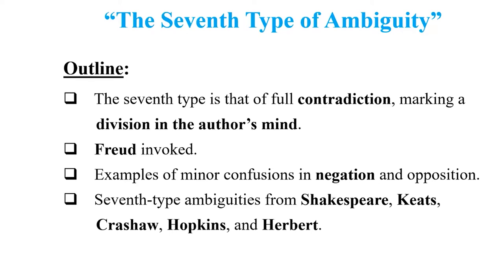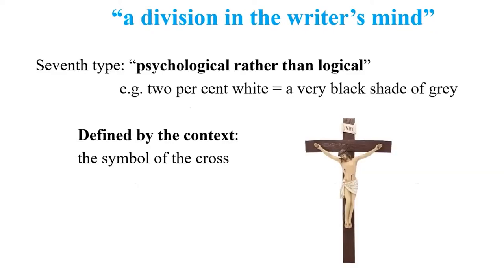Then in the same essay, the concept introduced by Sigmund Freud, the Austrian psychoanalyst, is invoked for literary purpose. Then Empson also analyzes the use of negation or opposites in terms of ambiguity. And he gives examples from Shakespeare, Keats, Crashaw, Hopkins, and Herbert. So this is the outline of the seventh type of ambiguity, a division in the writer's mind.